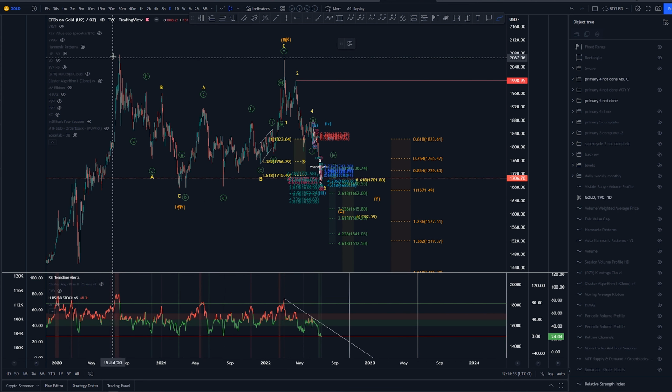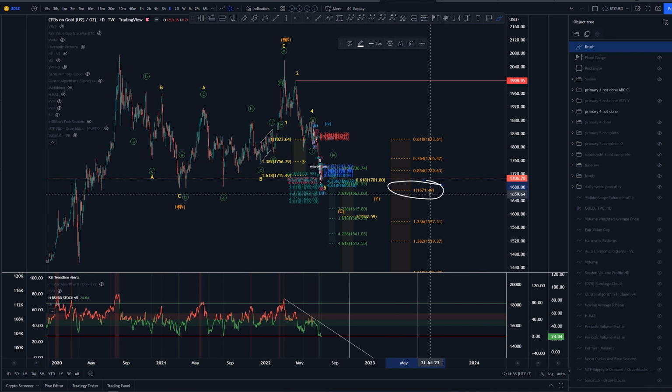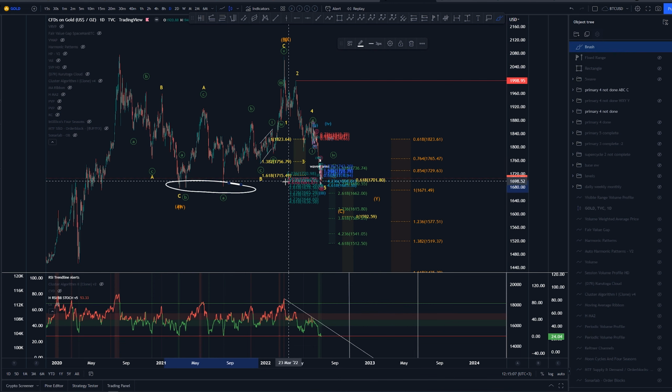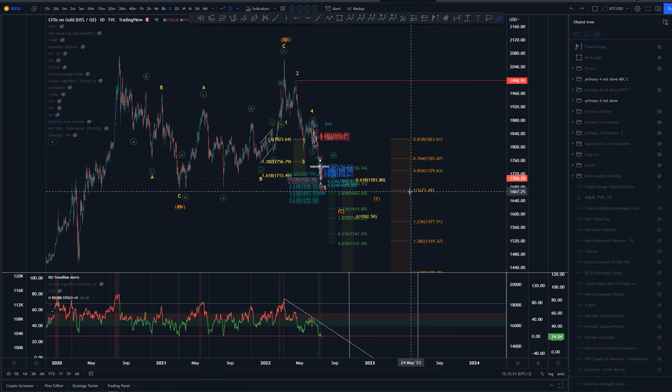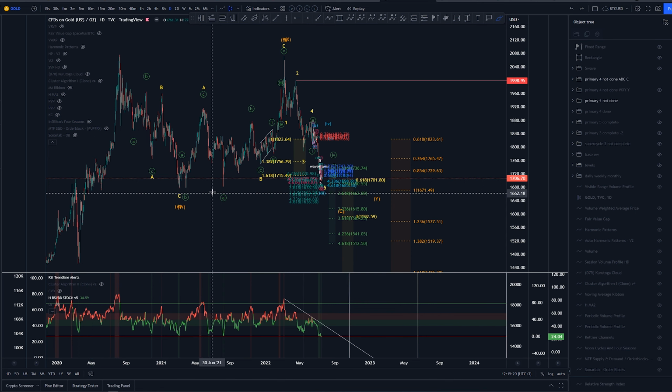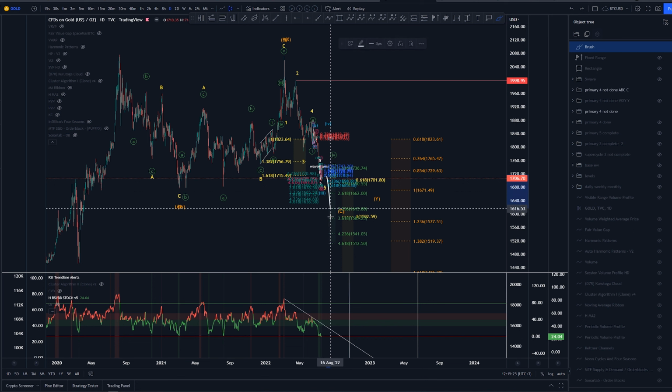On even higher time frame of this WXY or ABC, the 1-to-1 extension is around $1,671. Again, that would be taking out the lows that we've had in place in 2021. And again, there was definitely going to be some liquidity, stop losses down below these lows, most likely below this low as well. And so we could be doing something like this as a wick and then heading higher.